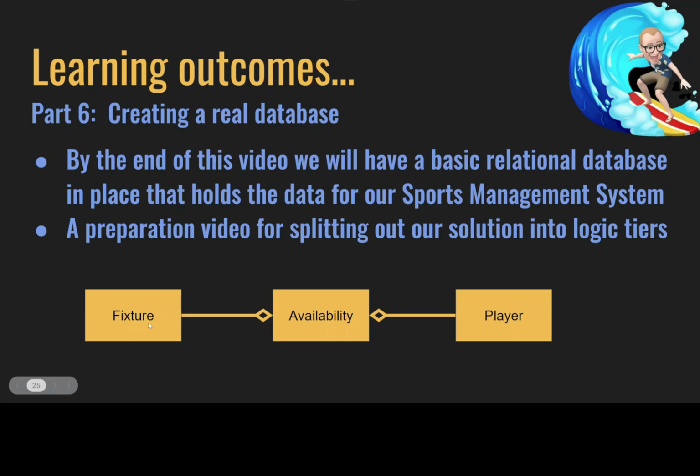So a fixture can have one or more availability entries. An availability entry must be for a fixture, and a player can have one or more availability entries, and the availability entry must be for a player. So it ties the two together, and by having this actual database in place, this will let us continue on our road to breaking up the structure of our Web API into more logical tiers and single responsibilities, which at the moment we haven't got, as everything is based in our controller.